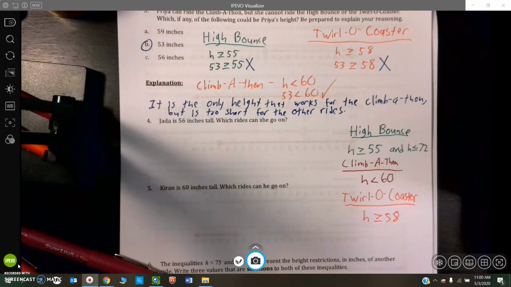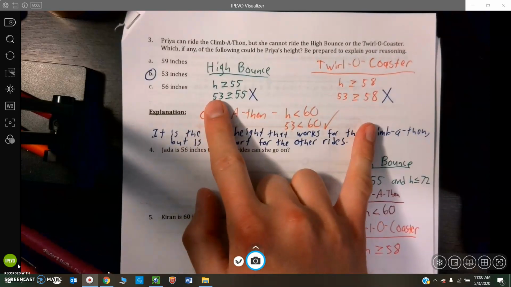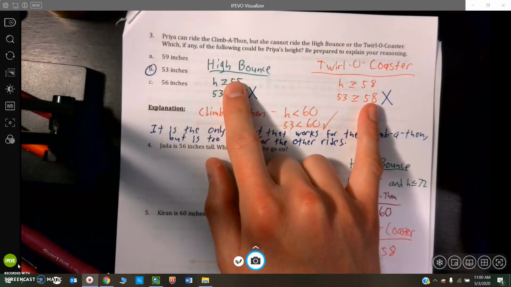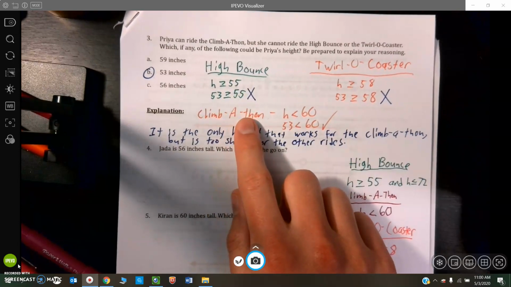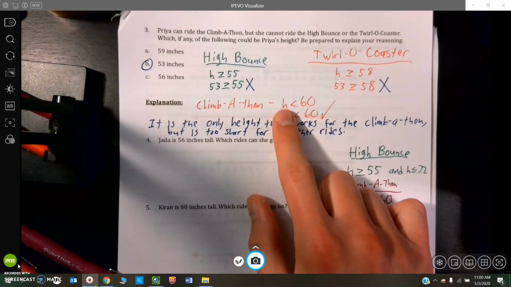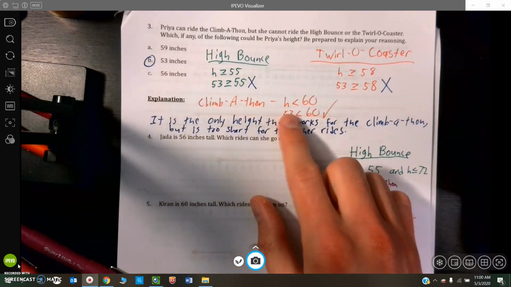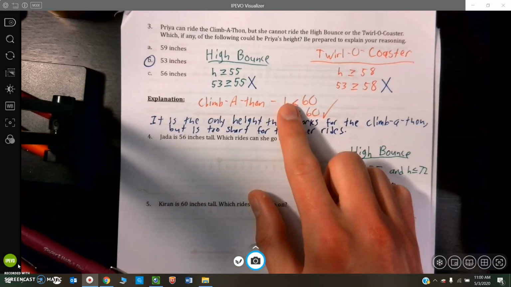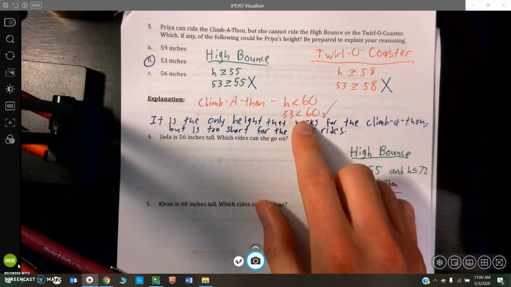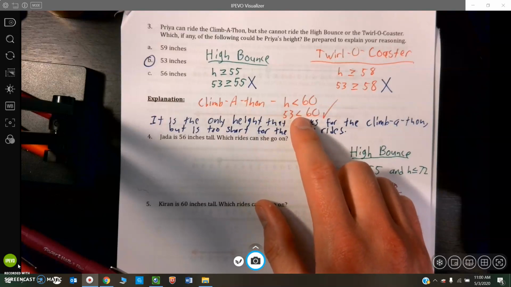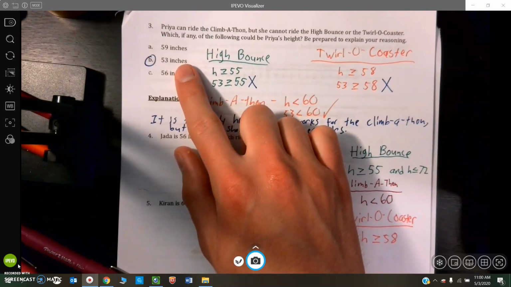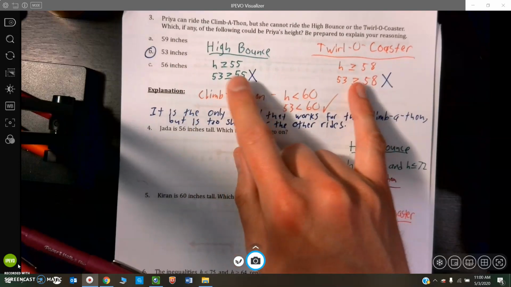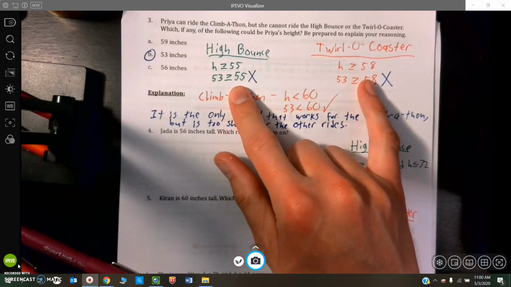Alright, so continuing with this page, talking about the different height requirements for rides. In between videos, I went ahead and added these as well. Initially I had put the climathon, where I took the height of 53 inches and substituted it into the inequality for the climathon, and it gave me a true statement. And then I also substituted it in for the inequalities for the other two rides.